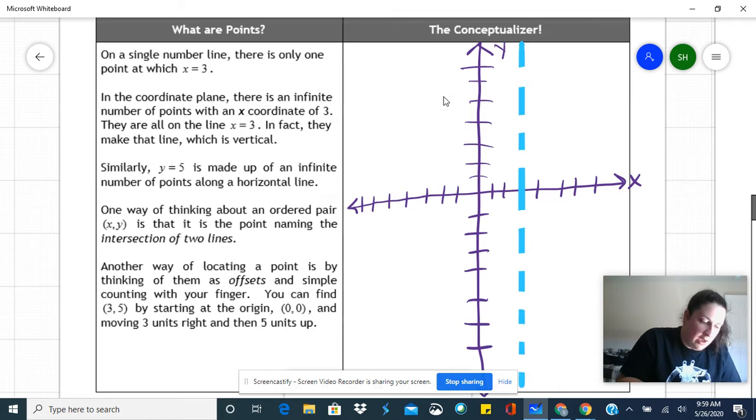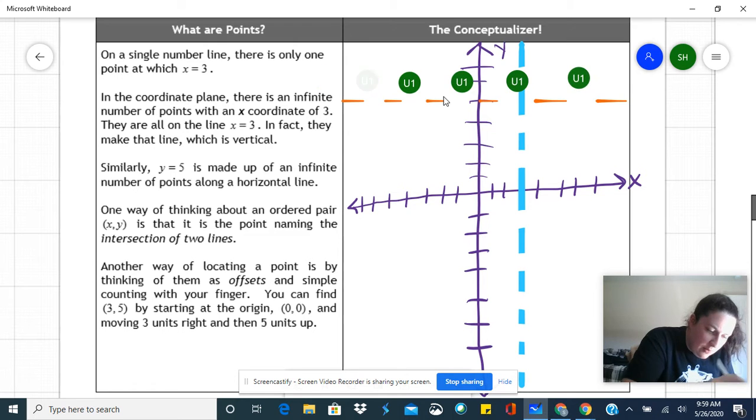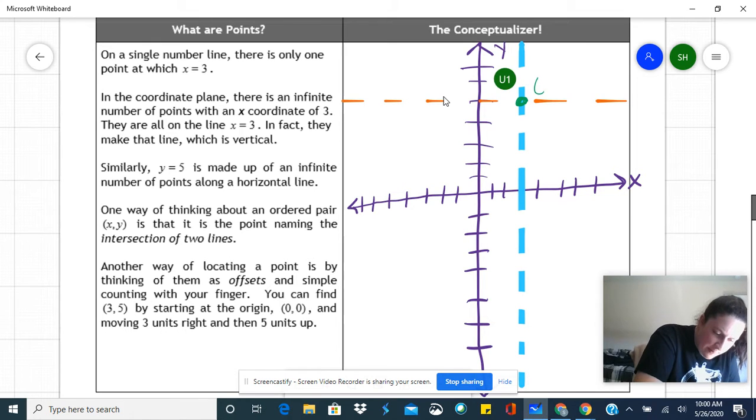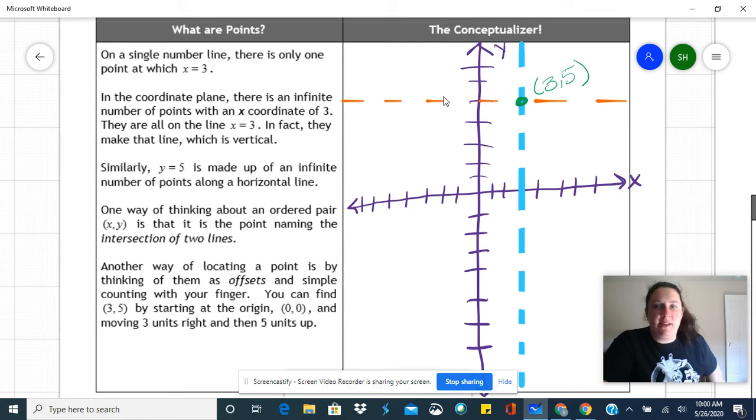Anything on the orange line would be y equals 5, okay? Your intersection, your actual ordered point is going to be right here. This is point 3, 5. But anything on those lines could be the 3, and everything on the orange line could be the 5, okay? So you just need to remember those things.